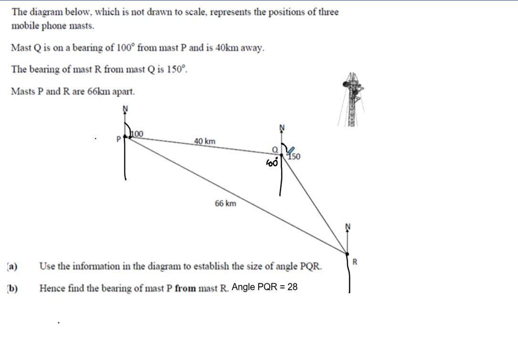Okay. And 40 kilometers away, the bearing of mast R from mast Q is 150. So that bit is 150. So you know that bit there is 30, because angles on a straight line, so that whole angle is 130, and then you can see you've got a 30 there because you've got a Z, yeah, an alternate angle. Okay, yeah, and P and R are 66 kilometers apart. Okay, use the information to establish the size of angle PQR.